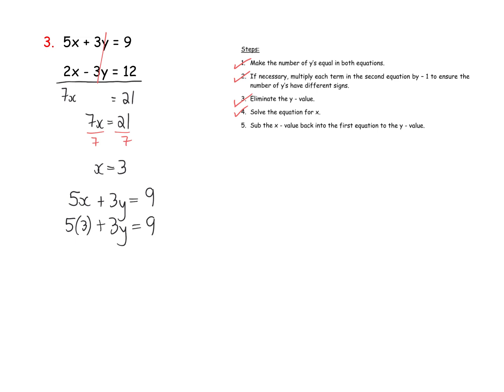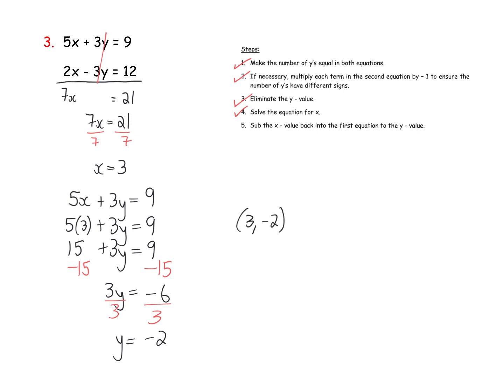So we get 5 times 3, which is 15, plus 3y is equal to 9. We can then take 15 from both sides, and we'll be left with 3y is equal to 9 take 15, which is going to give us minus 6. Then we need to get y by itself, so we can divide both sides by 3, and we'll be left with y is equal to minus 6 divided by 3, which is minus 2. The point then where these simultaneous equations intersect is 3, minus 2.